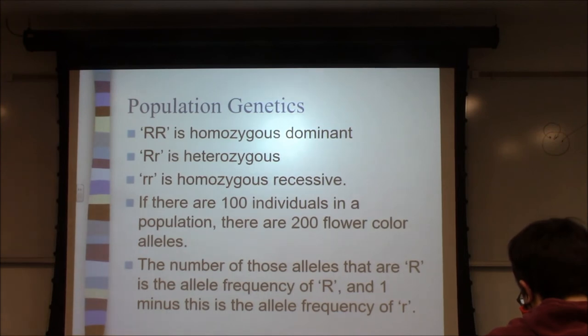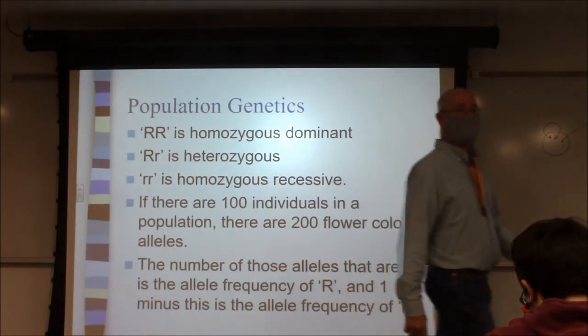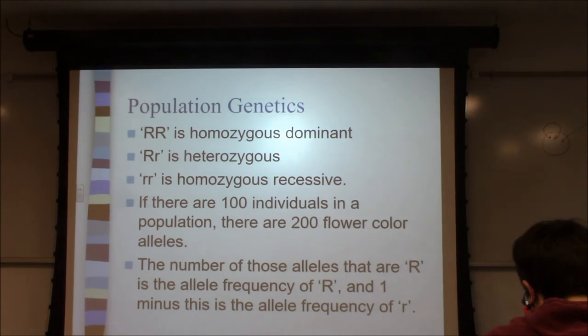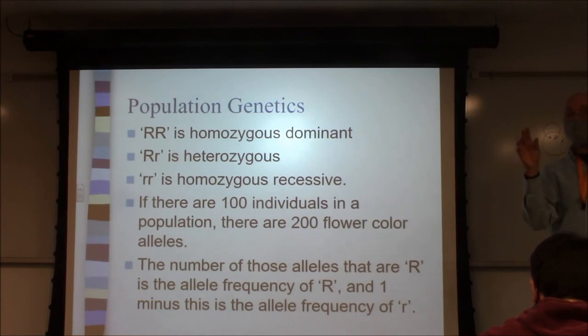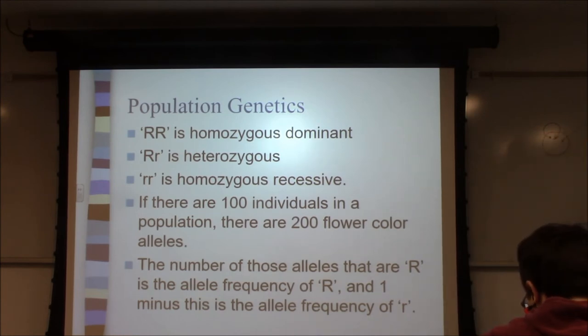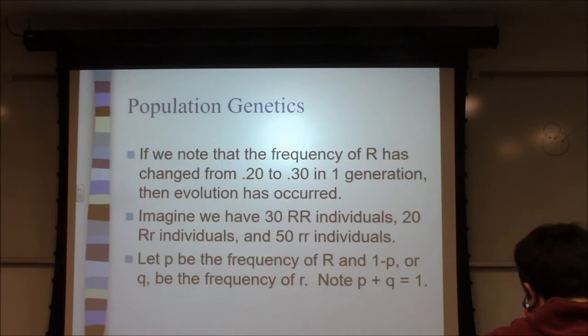The number of those alleles that are big R is the allele frequency of big R, and 1 minus that number is going to be what's little r, okay? So it's a probability distribution. You are either a big R or you're a little r. If 0.7 of the alleles are big R, 1 minus 0.7 is 0.3, that's the little r, okay? So 0.3 plus 0.7 is equal to 1.